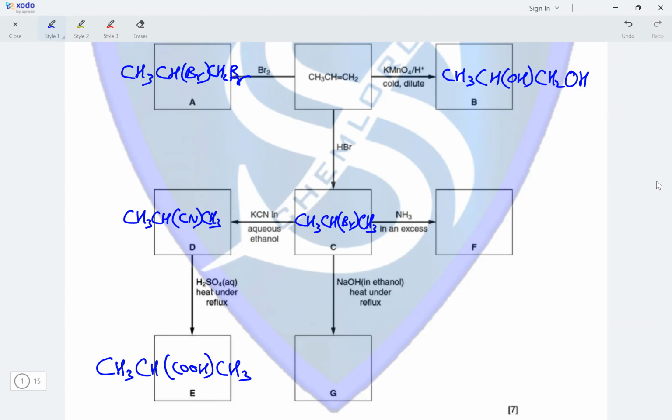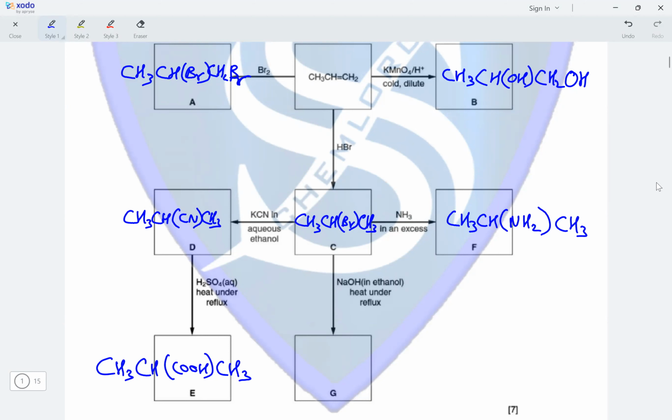Now, looking at F, that is the 2-bromopropane reacting with ammonia in excess. So this will result in the formation of an amine in which the Br will be substituted with NH2. So this is also nucleophilic substitution. So the product is CH3, CH, NH2, and then CH3. This is product F.